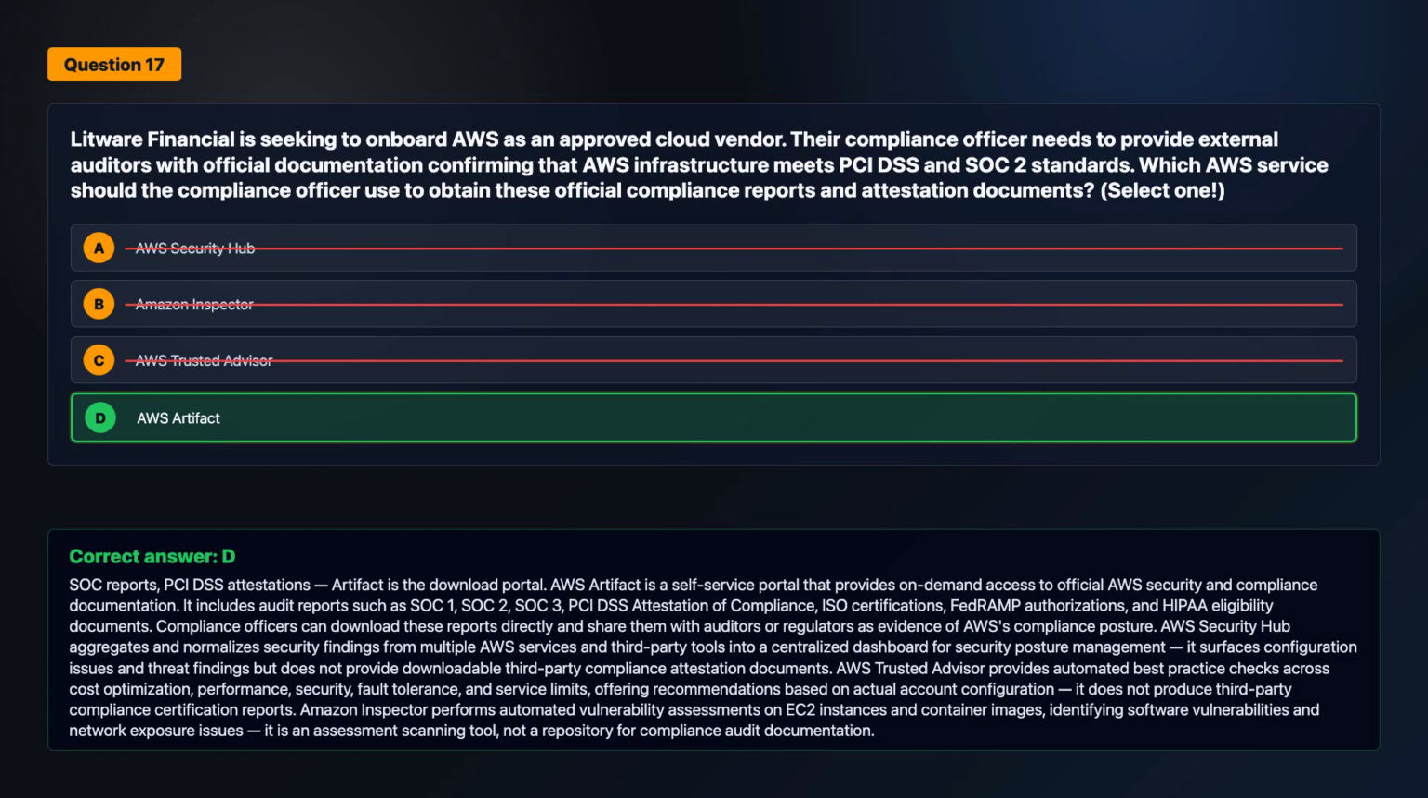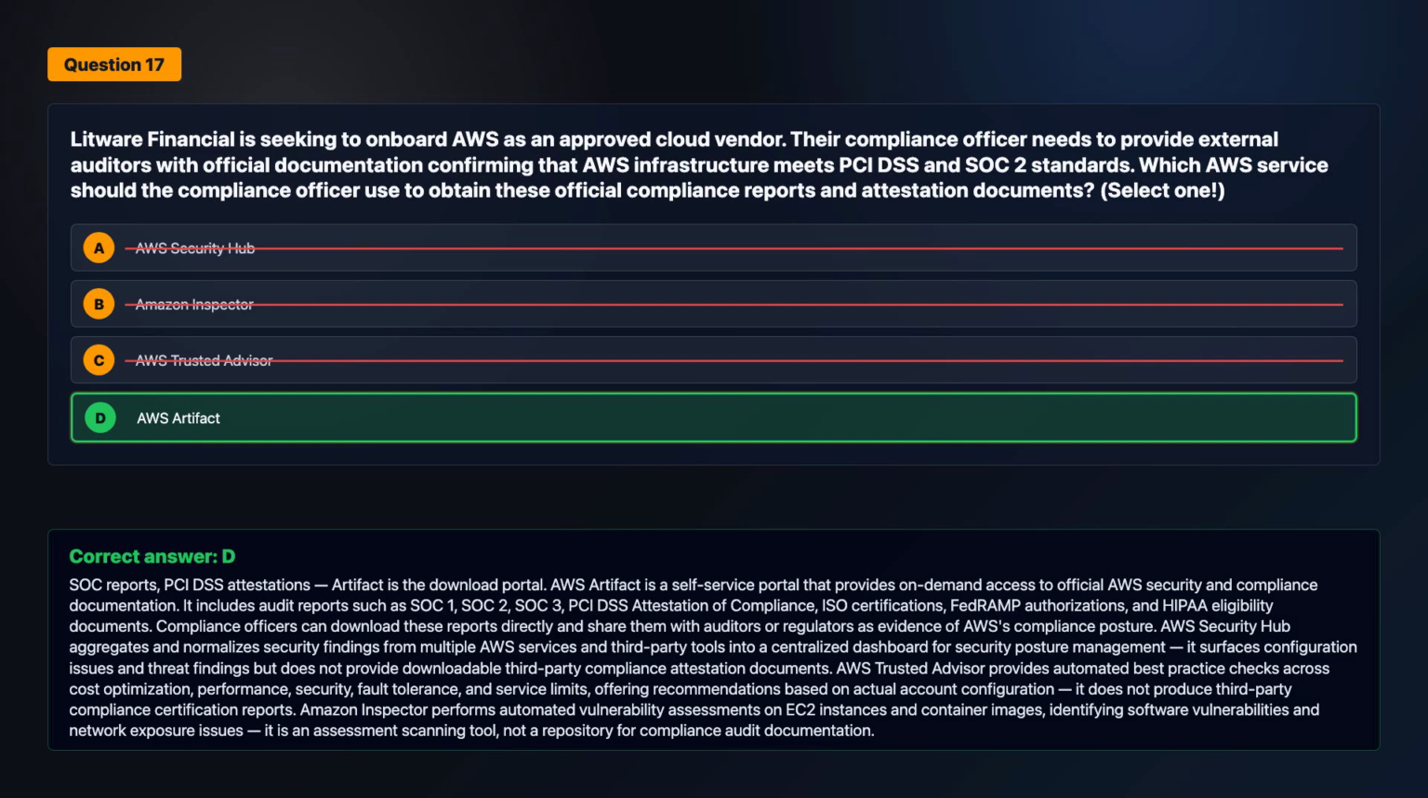SOC reports, PCI DSS attestations. Artifact is the download portal. AWS Artifact is a self-service portal that provides on-demand access to official AWS security and compliance documentation. It includes audit reports such as SOC 1, SOC 2, SOC 3, PCI DSS attestation of compliance, ISO certifications, FedRAMP authorizations, and HIPAA eligibility documents. Compliance officers can download these reports directly and share them with auditors or regulators as evidence of AWS's compliance posture.